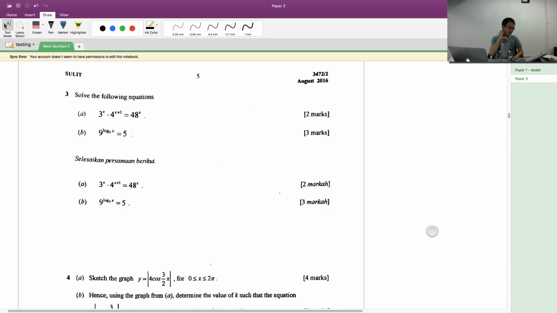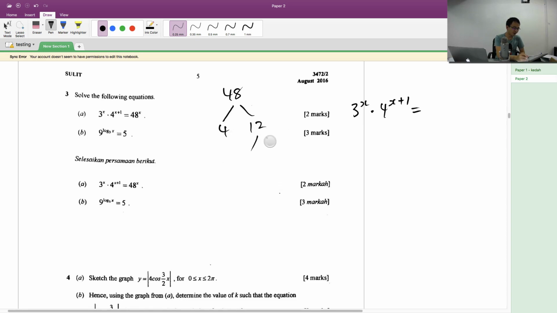This is just 2 marks, which means it should be very easy. So this is 3x multiplied by 4x plus 1. For 48, if I want to change it to something related to 3 and 4, I will try to divide by 4, I will get 12.